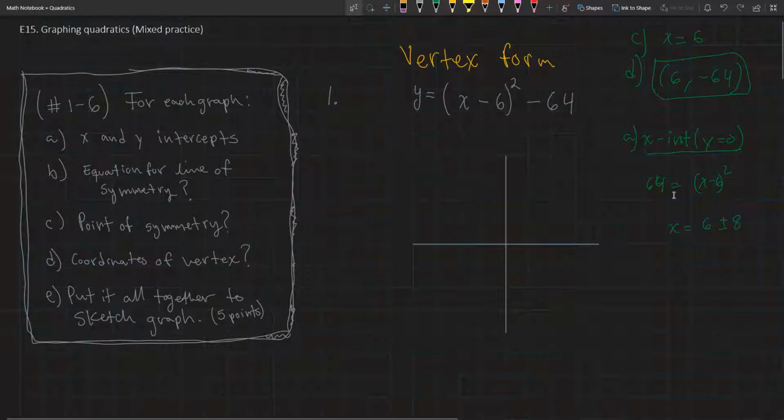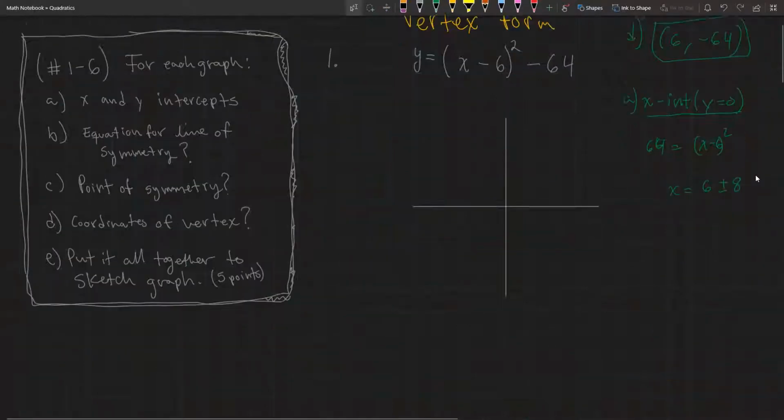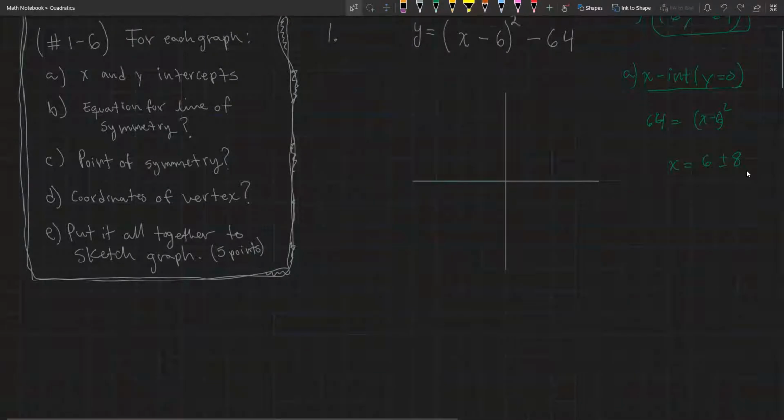I'm going to give you some time to catch up, or pause it if you need to figure out how I got from there to there. My point is not to show you all the steps right now, but just to talk about the main idea, right? Revisit previous videos if you forgot how to solve these type of equations. But the points are (14, 0) and the other one is (-2, 0).